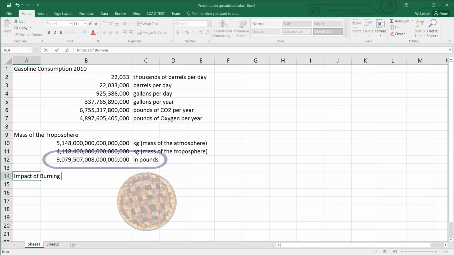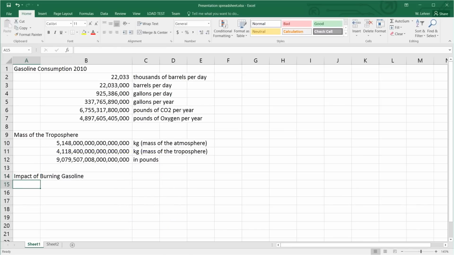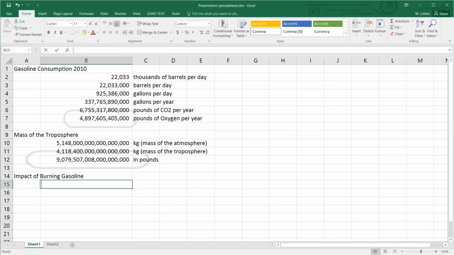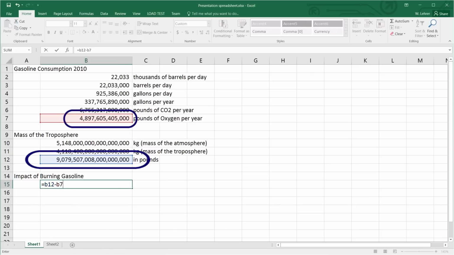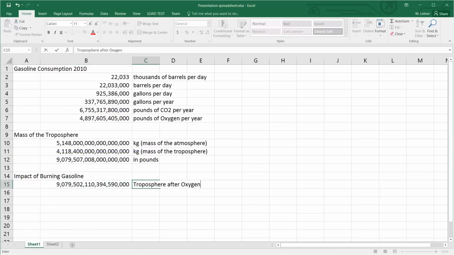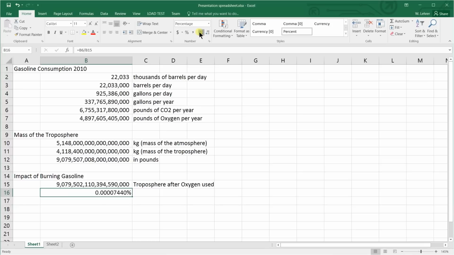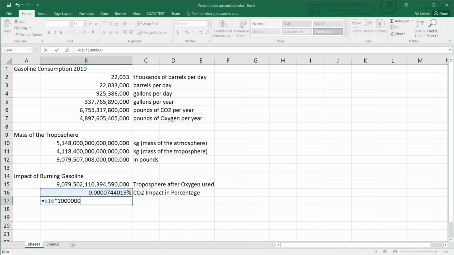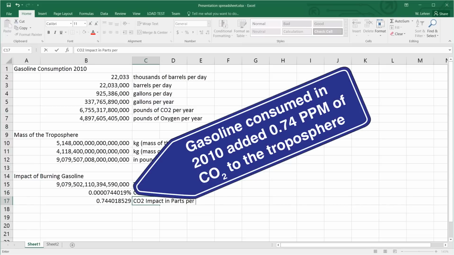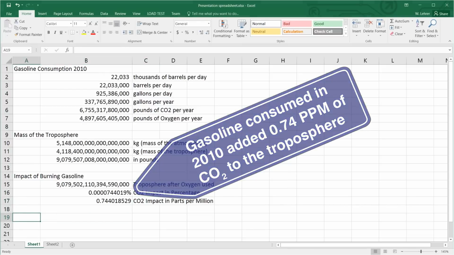Now we can calculate the impact of gasoline consumption. Since consuming gasoline takes oxygen out of the air, we first subtract the mass of the oxygen from our troposphere. Now we can divide this piece of pie by the whole pie, which means we divide the mass of CO2 from gasoline by the mass of the troposphere. We can adjust the formatting of this number so it's easier to read. To get parts per million, multiply by 1 million. So the consumption of gasoline added 0.74 parts per million of CO2 in 2010. And that's just from gasoline.